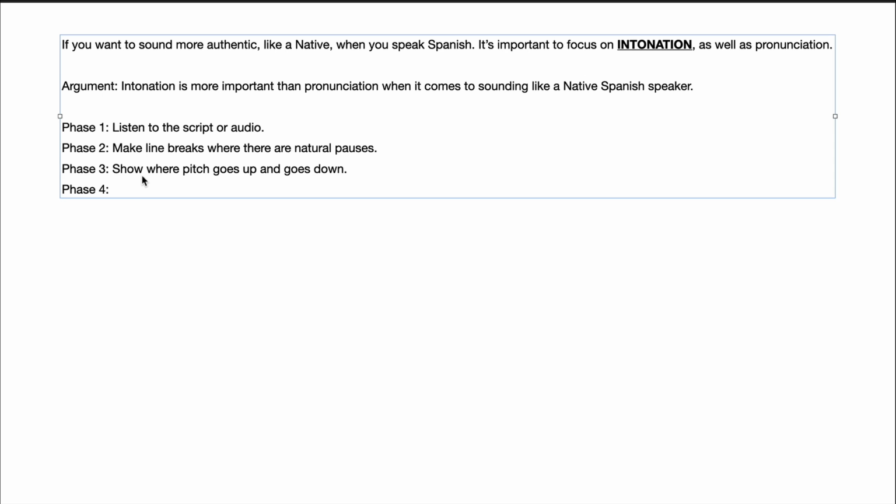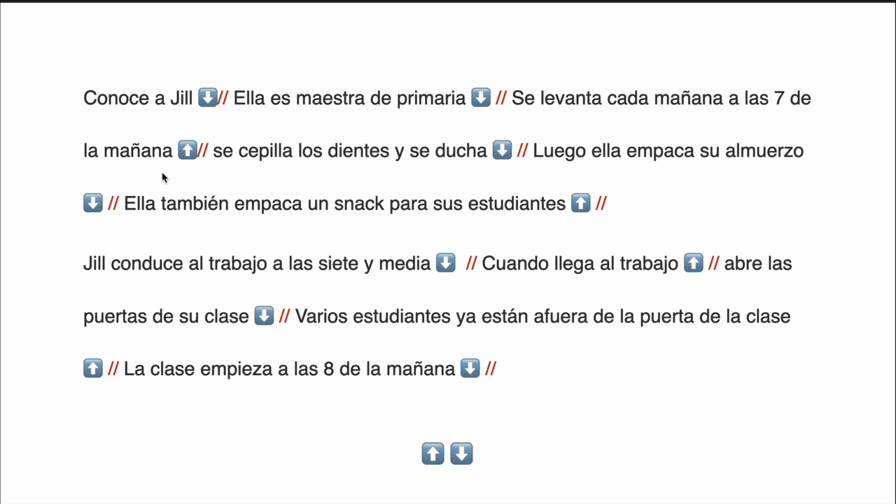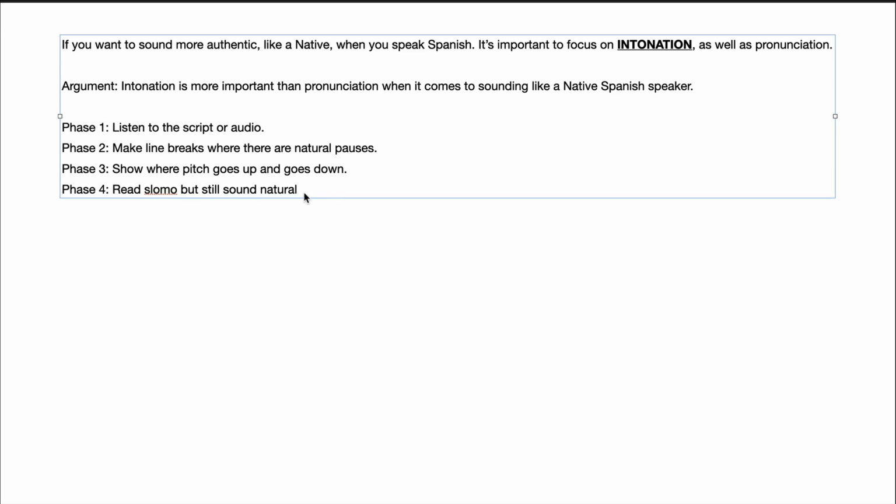So let's go back here. Phase 4. Read slow-mo, but still sound natural. So don't read it slow like this. Conoce a Jill. Ella es maestra de primaria. Like you want to read it with the natural flows, ebbs and flows of the language, okay? Still sounding natural. And then phase 5, you want to read at regular speed.